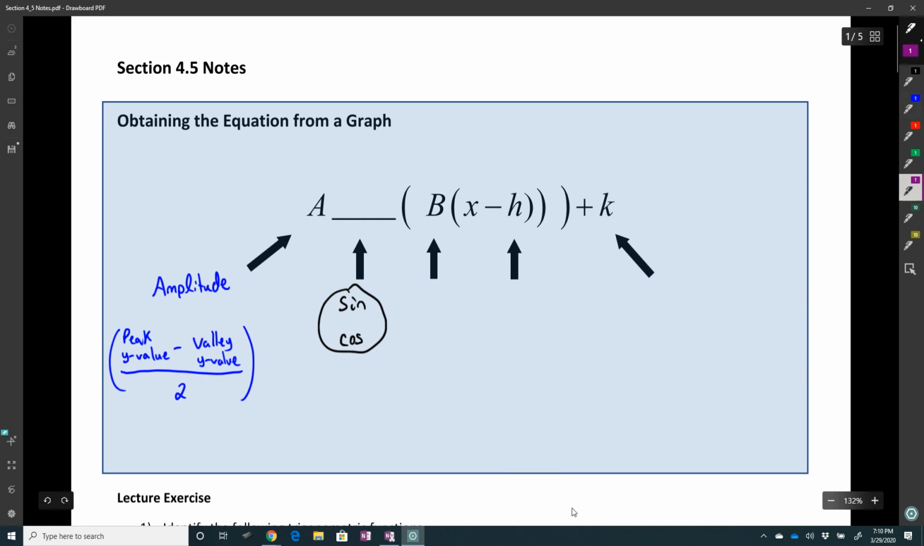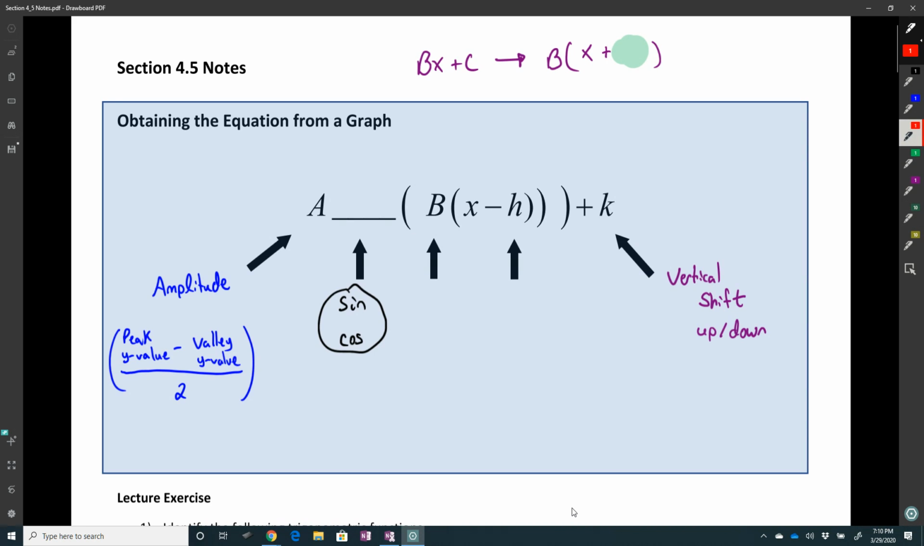As far as this goes, the K, this is just the vertical shift. And so that tells you if it goes up or down. Now here we're looking at it a little differently. Instead of saying bx plus c, what they did is they factored the b out. And if you factor the b out, you're left with x plus something, and they're just calling that negative h. Or in this case, the minus is built in, so they just have an h there.